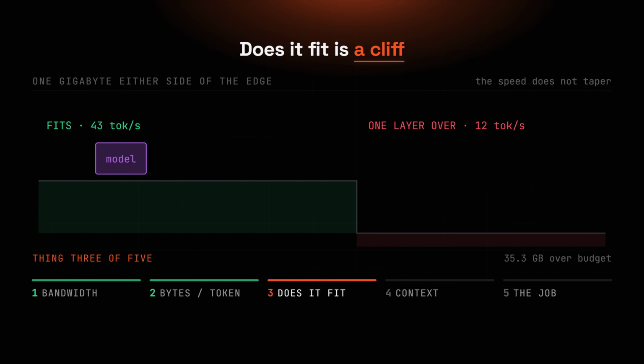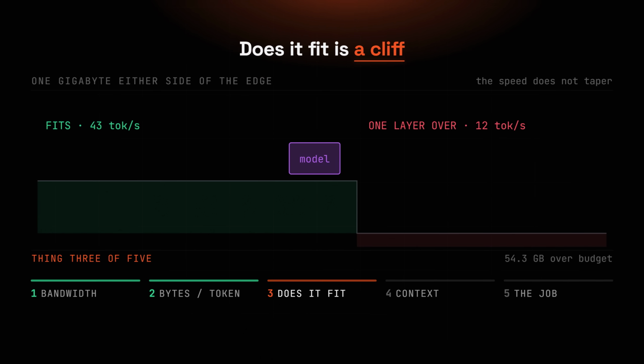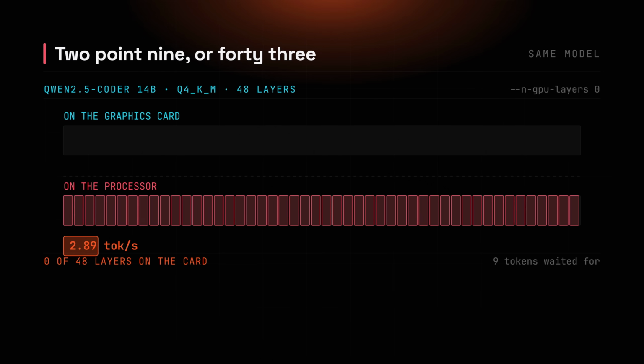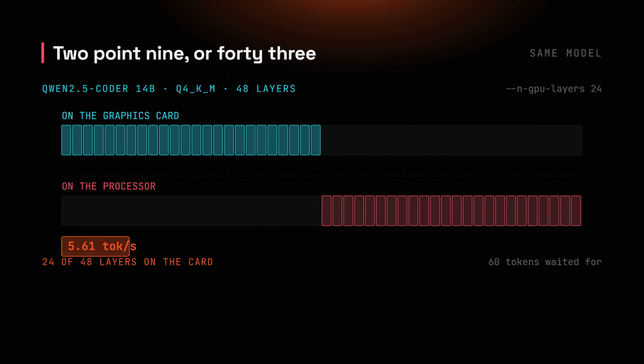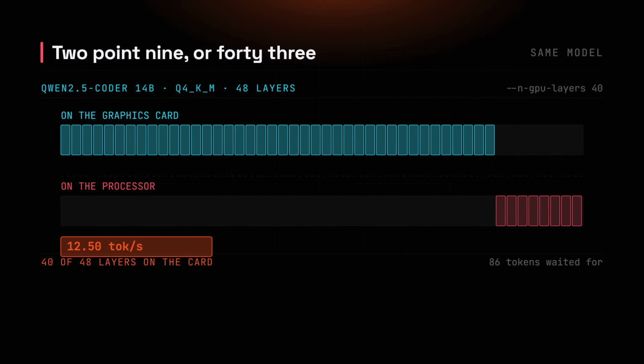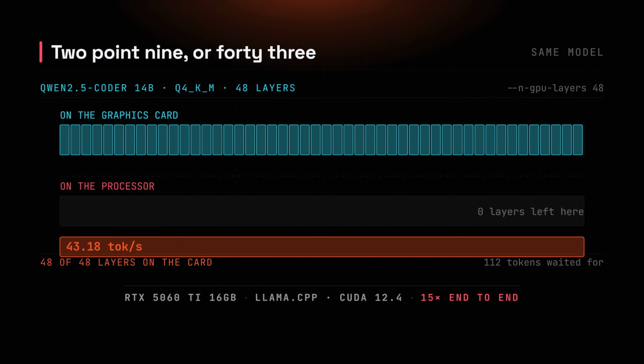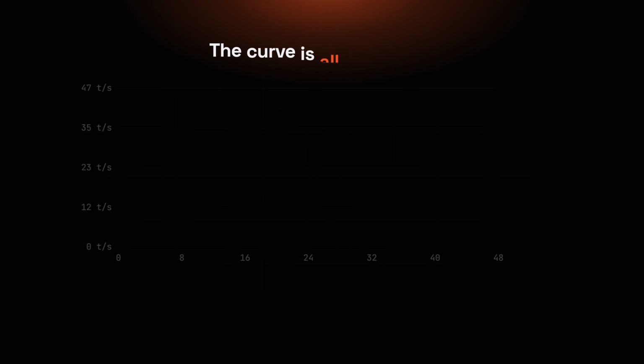Third thing, and the one that costs people the most money. Does it fit? Miss the size of your card by 1 gigabyte and you fall off a cliff. Someone benchmarked it properly on a 14 billion model. Everything on the processor, 2.9 tokens a second. Everything on the graphics card, 43. 15 times.